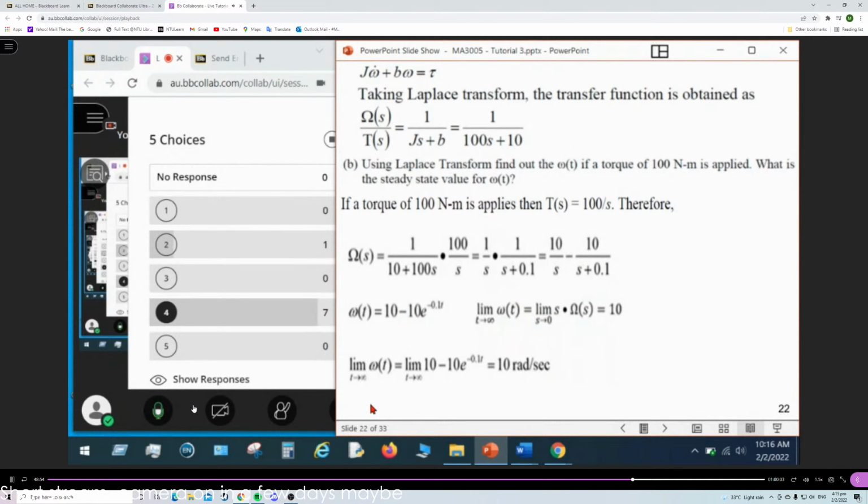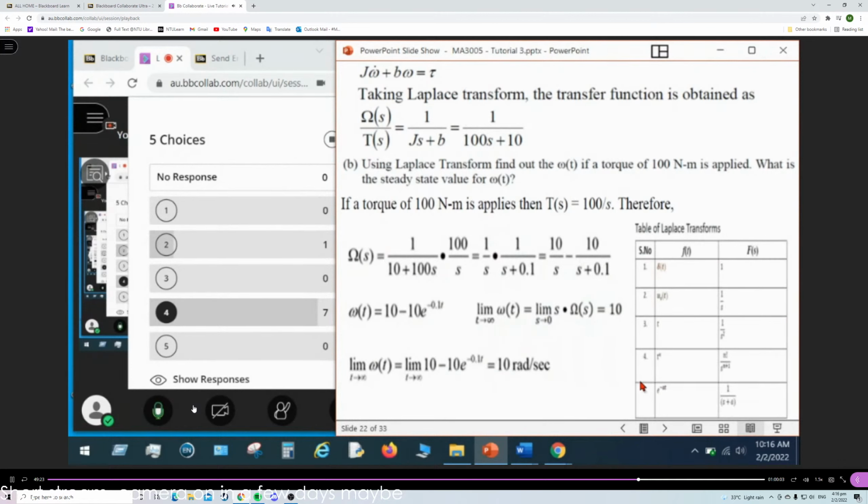Why? This is directly, using limit, right? Because this one would be 0. This would become 10, no change, right? But this one is so-called final value theorem, because the omega s is available. So you directly use this, or this. It's up to you, and then you get 10, right? Okay.